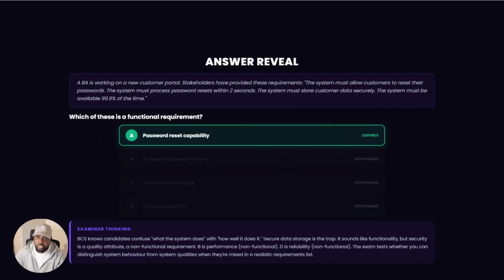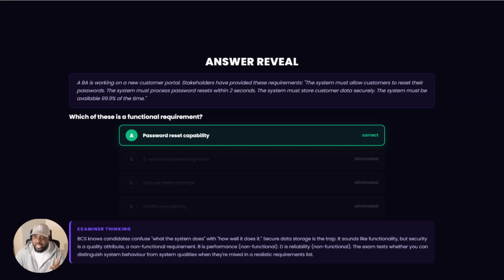So the correct answer is password reset capability. That's what the system does, the functionality. Here's why the other 3 are wrong. 2-second processing time, that's performance, which is non-functional. 99.9% availability, that's reliability, non-functional. Secure data storage, and this is the one that's the tricky one. Security is non-functional. It's about how well the system protects data, not what it does with the data.